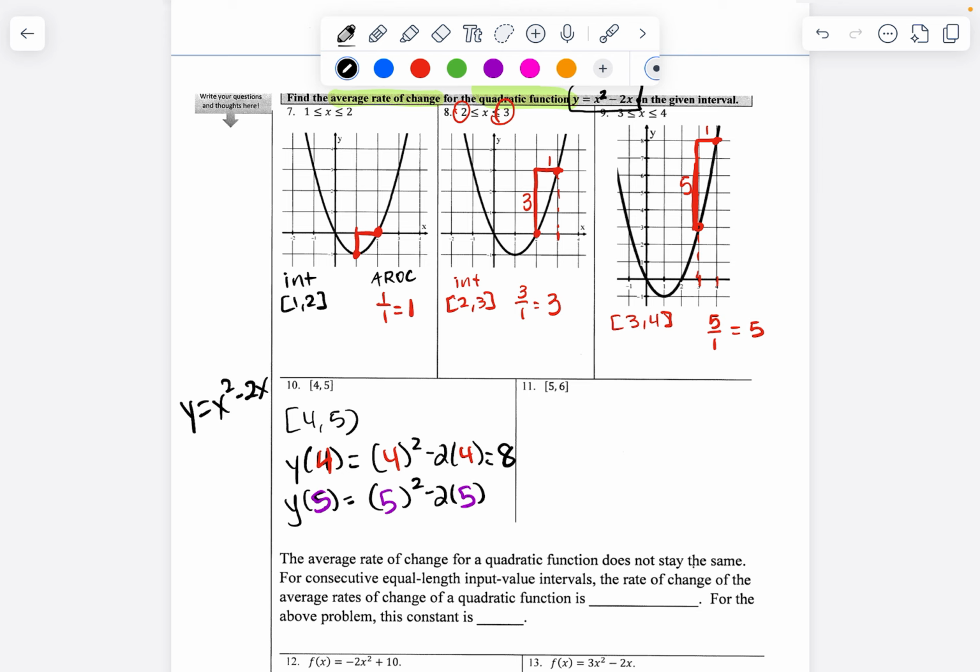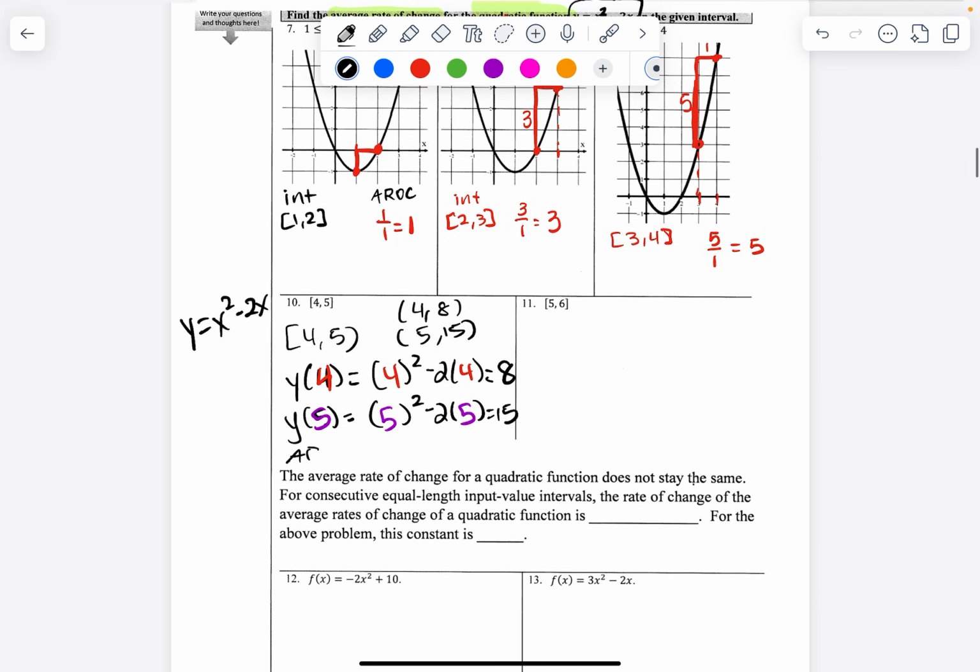And if I plug in 5, 5 squared is 25 minus 2 times 5 is 10, which is 15. Okay, so if I were to plot these points, they would be (4, 8) and (5, 15), right? Well, if I wanted to find the average rate of change of these points, the function at 5 is 15 minus the function at 4 is 8, all over the difference of 5 minus 4. So we get 7 over 1, which is just 7. That's my average rate of change here.